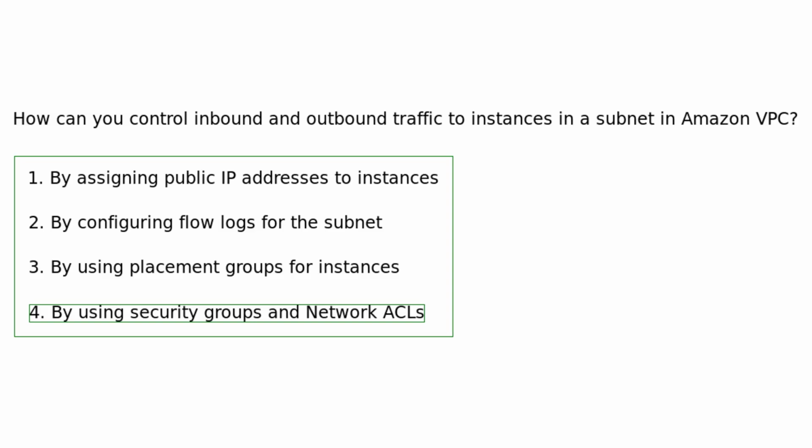You can control inbound and outbound traffic to instances in a subnet in Amazon VPC by using security groups to define allowed inbound and outbound rules, as well as network ACLs to further control traffic based on rules assigned to the subnet.